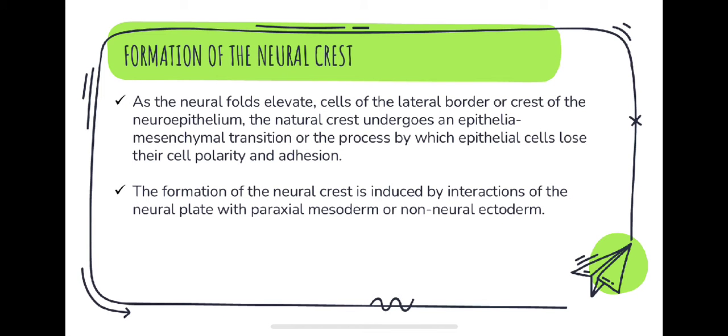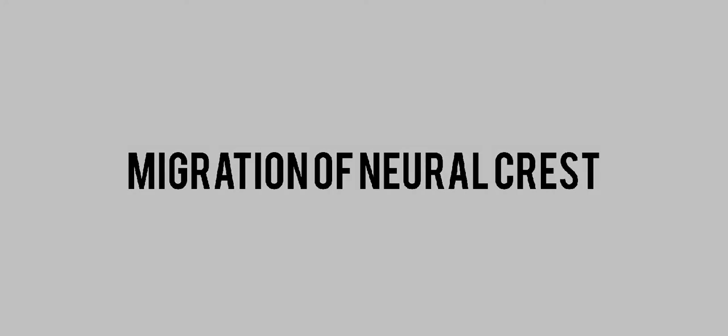As the neural folds elevate, cells of the lateral border or crest of the neuroepithelium, the neural crest, undergo an epithelial-mesenchymal transition, or the process by which epithelial cells lose their polarity or adhesion. So the process of formation of a neural crest is called epithelial-mesenchymal transition.